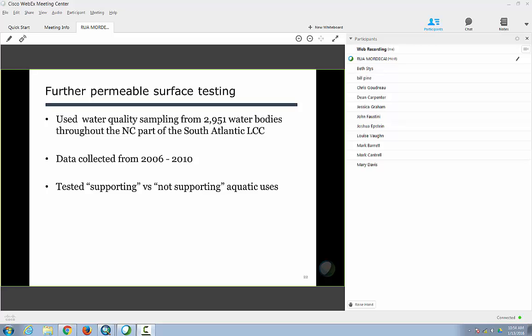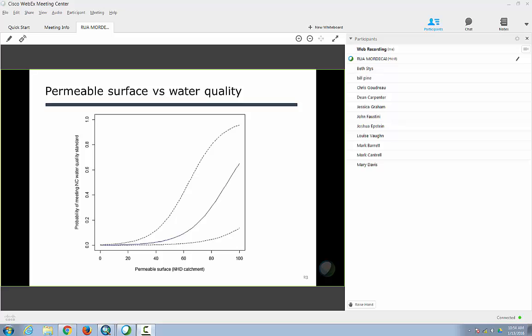And just looked at some fairly simple supporting versus not supporting aquatic uses on the permeable surface. And here's what the plot looks like. So permeable surface per catchment is on the x-axis, and then probability of meeting that water quality standard is on the y-axis, and we plotted the uncertainty pieces on this as well. We didn't really find a lot of evidence, and most of the permeable surface was in this above 50% section, but we didn't find strong evidence for that classic drop-off right at the 10% threshold.